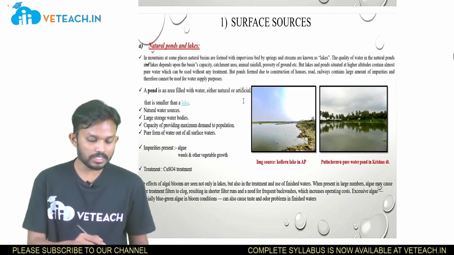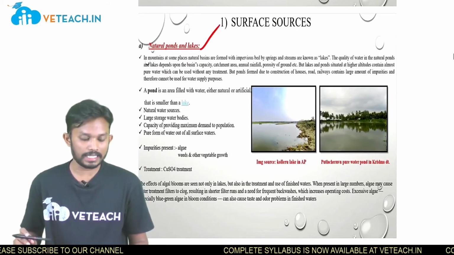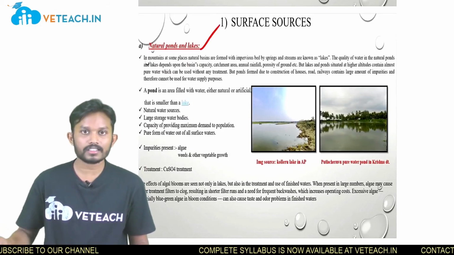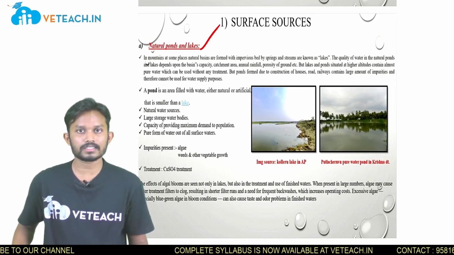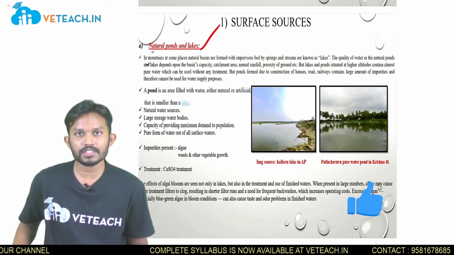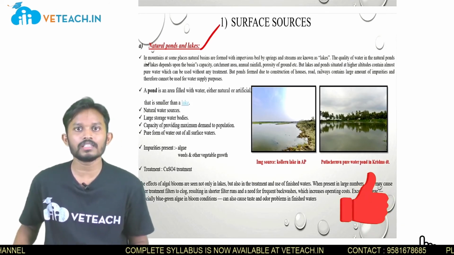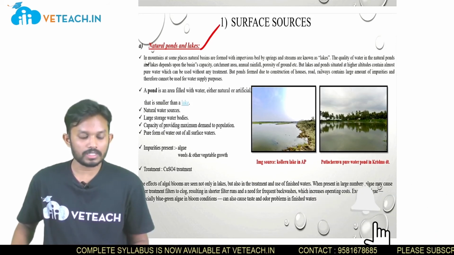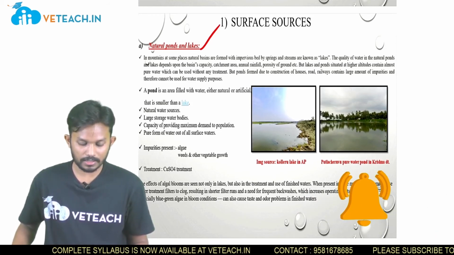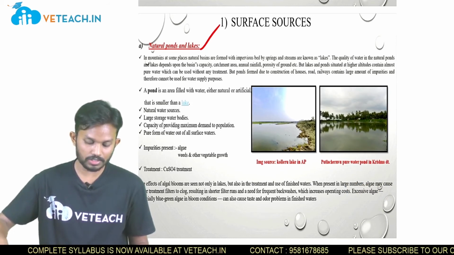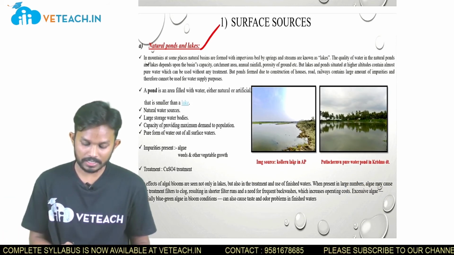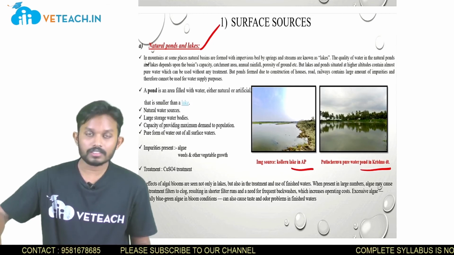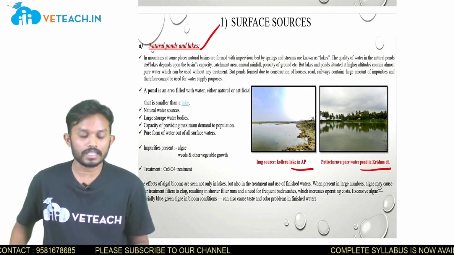So for the surface sources, the first thing is natural ponds and lakes. These are sources that are available abundantly on the earth's surface, formed by excavations or naturally on the earth's surface through precipitation or runoff water. In this slide we can see the image of natural sources in AP and Krishna district. So let us discuss ponds and lakes.